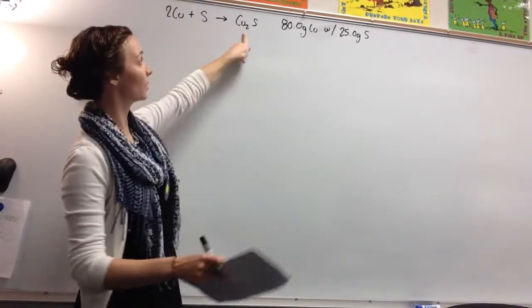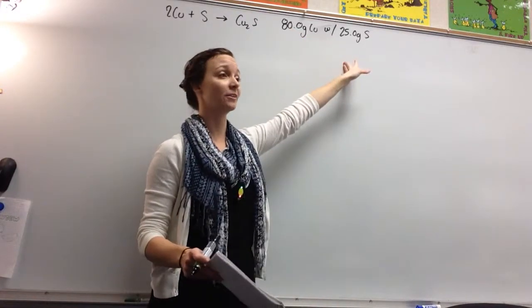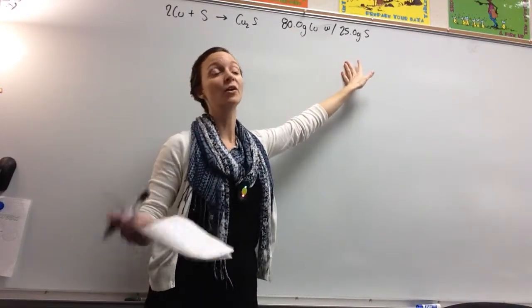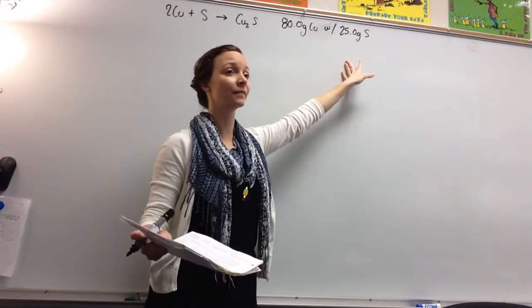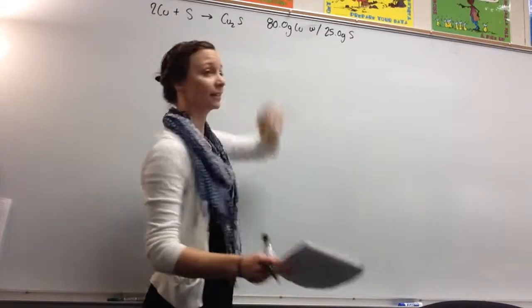We have two reactants, one product. It's giving us a certain amount of each of our reactants that we're going to start with. And it's the same question. Which of our reactants is limiting? So which one is going to run out first? And then how much of our product can we make?